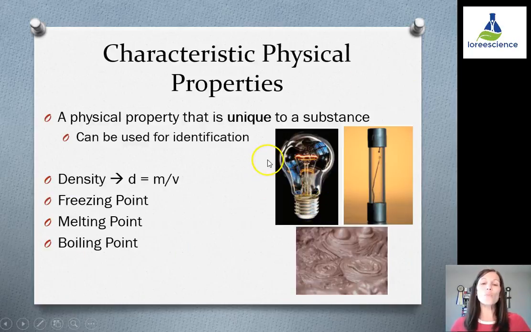Now, those are all important in terms of everyday uses. When you have a light bulb, we want to know what the melting point is of the material used, because we don't want our light bulb to melt every time we turn it on. Whereas there are fuses that use metals that, when there is too much electricity, heat up, melt and break, thus keeping the circuit safe. So characteristic physical properties are used as identifiers for each individual element.